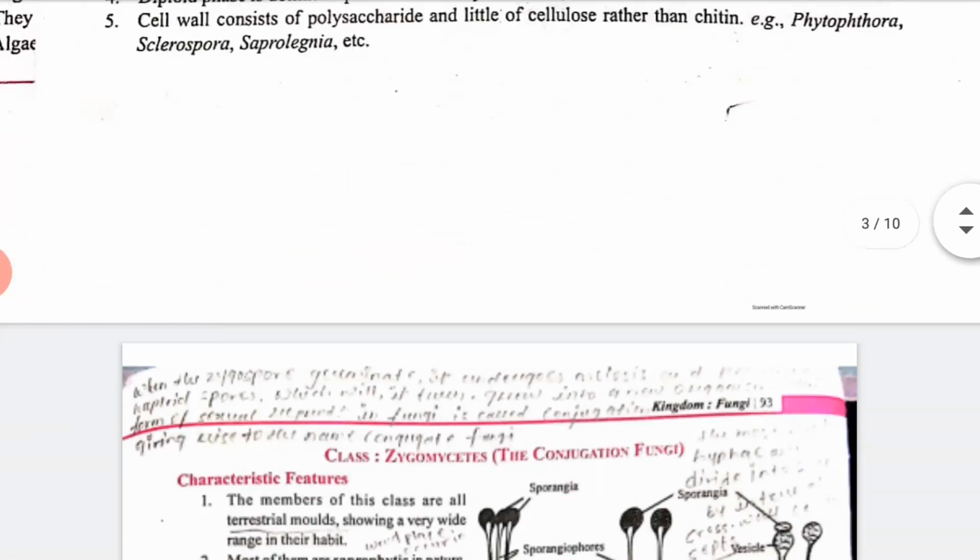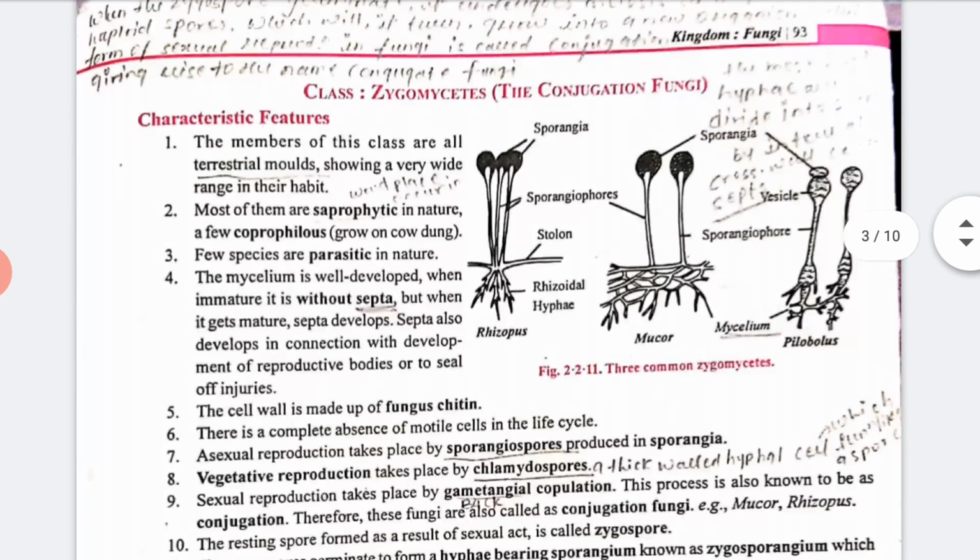Now next we have another class, that is class Zygomycetes, also known as the conjugation fungi. So first of all, let us know the meaning of conjugation. What does the term mean? When the zygospores germinate, they undergo meiosis and produce haploid spores, which turn and grow into a new organism. So this form of sexual reproduction in fungi is called conjugation.